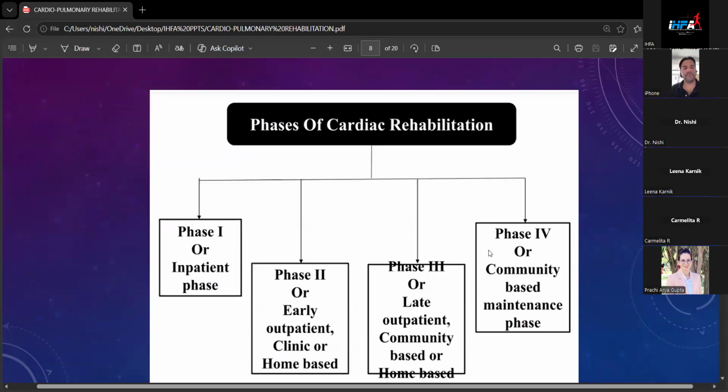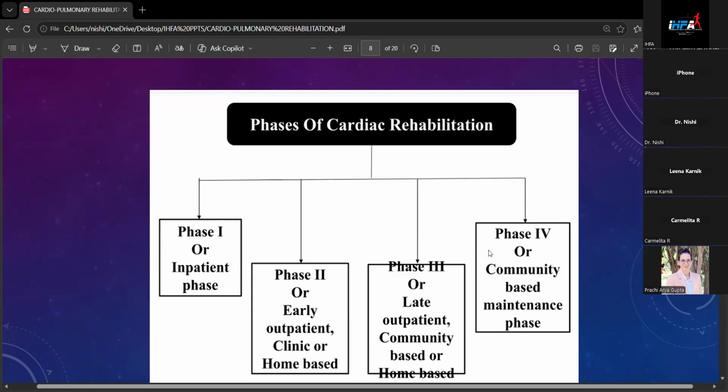Okay. So once the assessments and the components have been ticked, then you have to start with the cardiac rehabilitation. Cardiac rehabilitation usually is in 4 phases or 3 phases, depends on which guidelines you are following. Phase 1 is inpatient. Inpatient means when the patient is getting admitted inside the hospital. It could be ICU or it could be IPD. Okay, it could be an acute. So phase 1 is specifically the acute phase of cardiac rehabilitation.